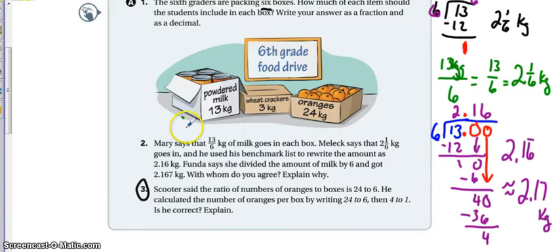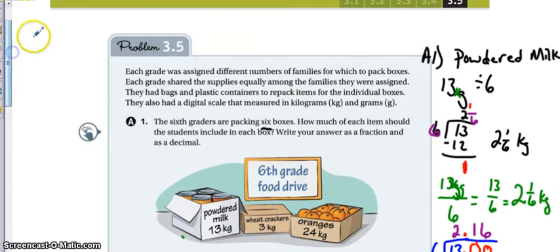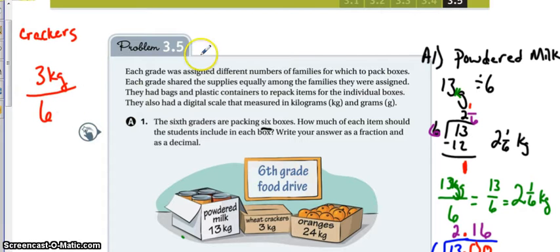Okay, now to show this again, let's go ahead and take the crackers. So for crackers, we've got 3 kilograms. And again, we're dividing that by 6 boxes, okay? And so this looks like a fraction 3/6. We reduce that down by dividing it by 3 over 3, and that would give us the fraction 1/2. So each box is going to get 1/2 of a kilogram.